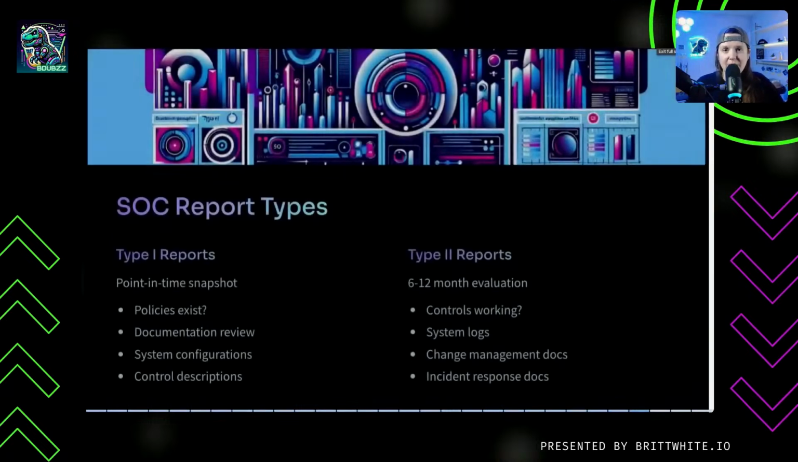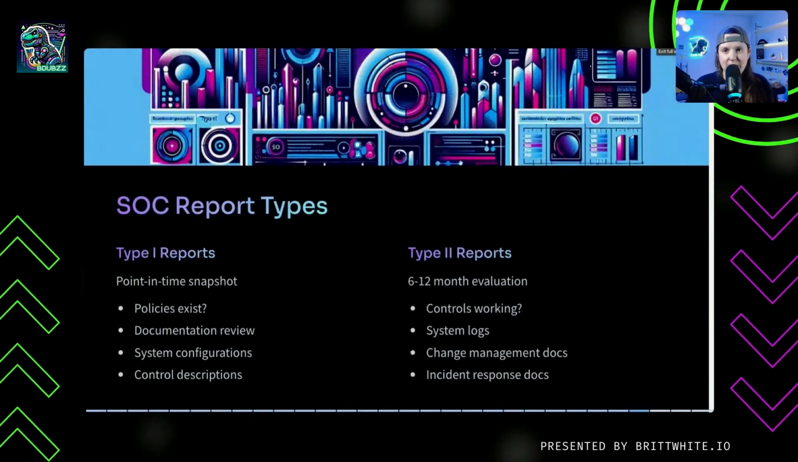Now, both SOC 1 and SOC 2 come in 2 different types. Type 1 reports take a snapshot of controls at a specific moment in time. They answer, do we have the right policies and procedures? Auditors examine documentation, written policies, system configurations, and control descriptions explaining how your controls are designed to work.